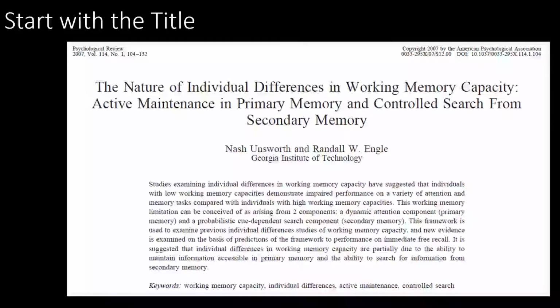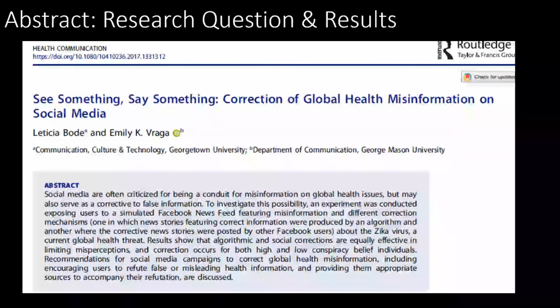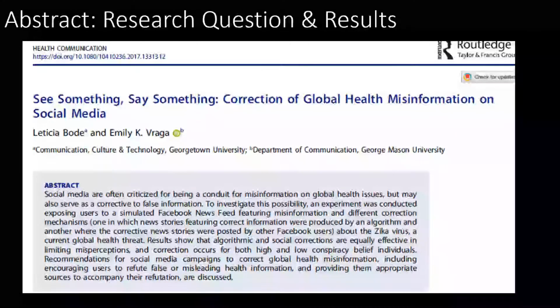Next, you will want to find out what is the research question or questions and what did the researchers discover. For this, start with the abstract, which should provide a quick summary of the whole article. Read it through once. Again, make note of any terms or concepts you don't understand. Then go back and look for the specifics of what they were asking and what they learned.